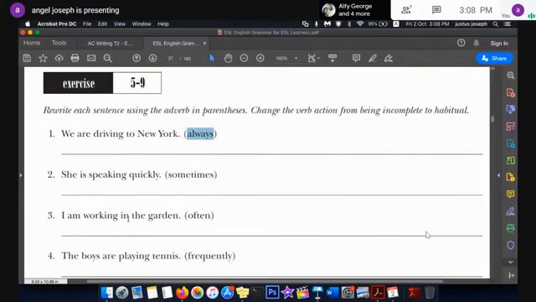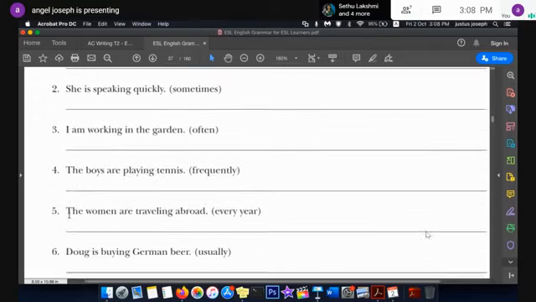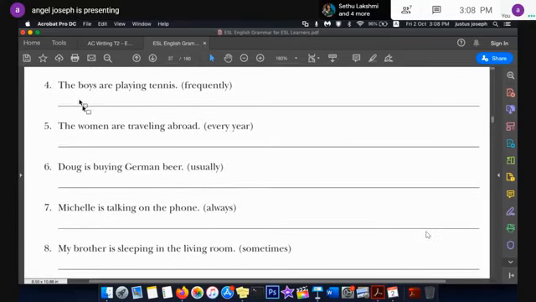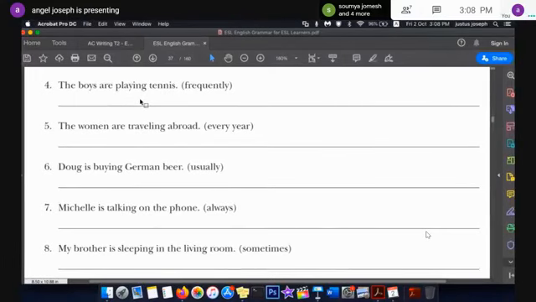I am working in the garden. This is simple. I often work in the garden. Very good. The boys are playing tennis. The boys frequently plays tennis. Plays or play? Play. The boys frequently play tennis. Good. Okay, great. The women are traveling abroad.